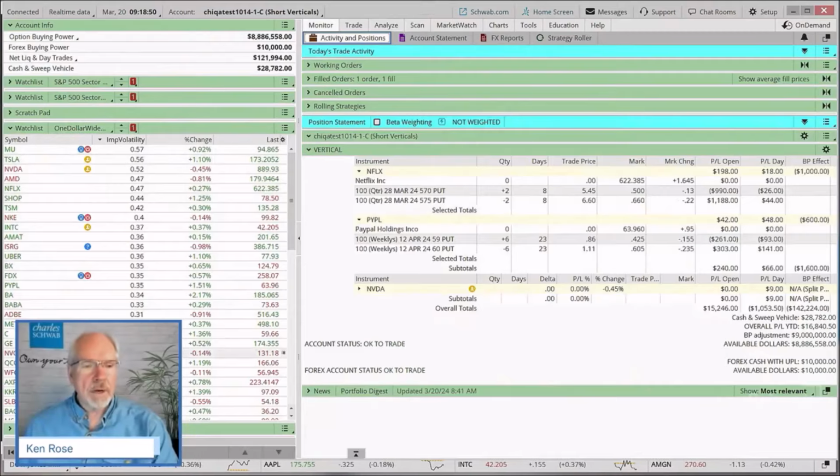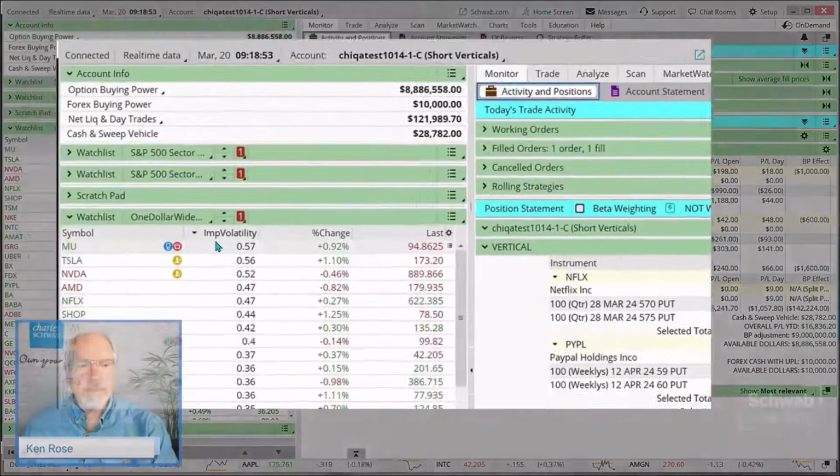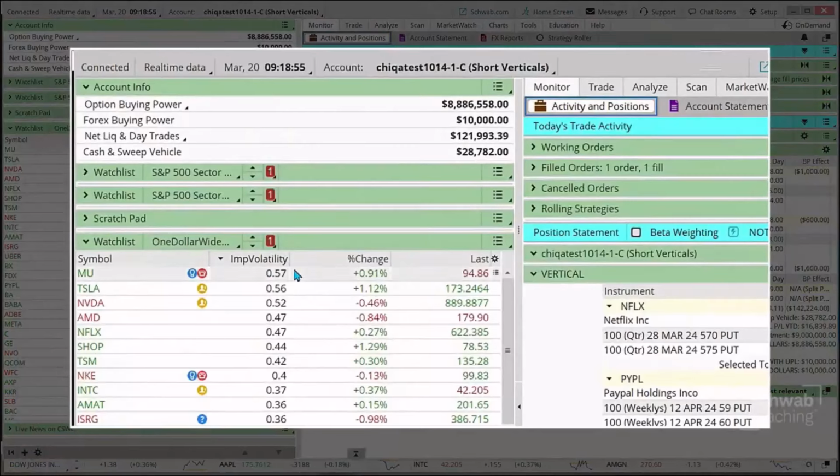So here we have our $1 wide liquid watch list. I've added the custom column implied volatility because I want to bring the highest levels of implied volatility up to the top. The reason for that is because the higher the level of implied volatility, theoretically, the greater the premiums are, and since short verticals capitalize on hefty premiums, the higher the premiums are, generally speaking, the higher the potential reward to risk is given any particular probability. We do want to be a little bit cautious, though, because there's a reason those implied volatility numbers are high, and part of the reason is that these stocks are expected to be rather volatile.